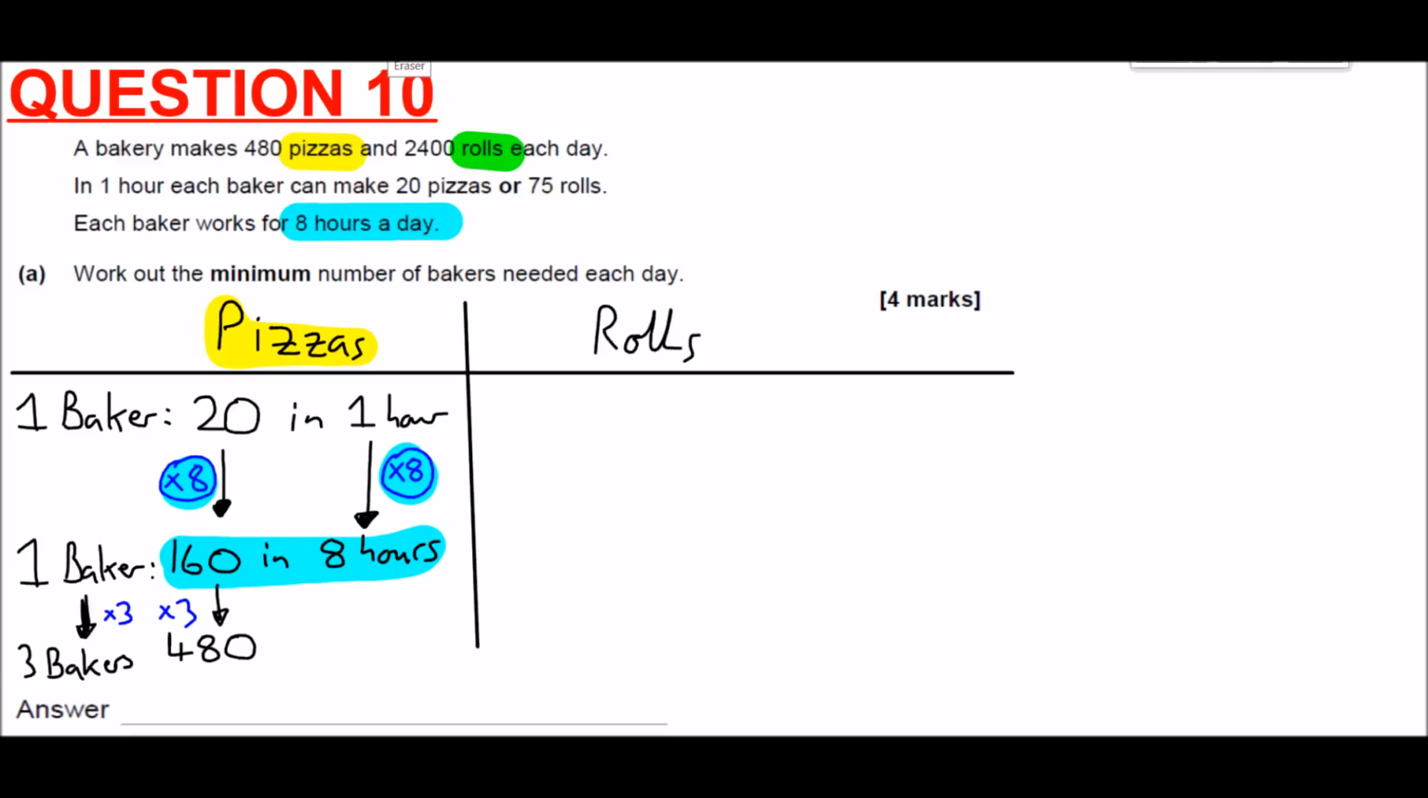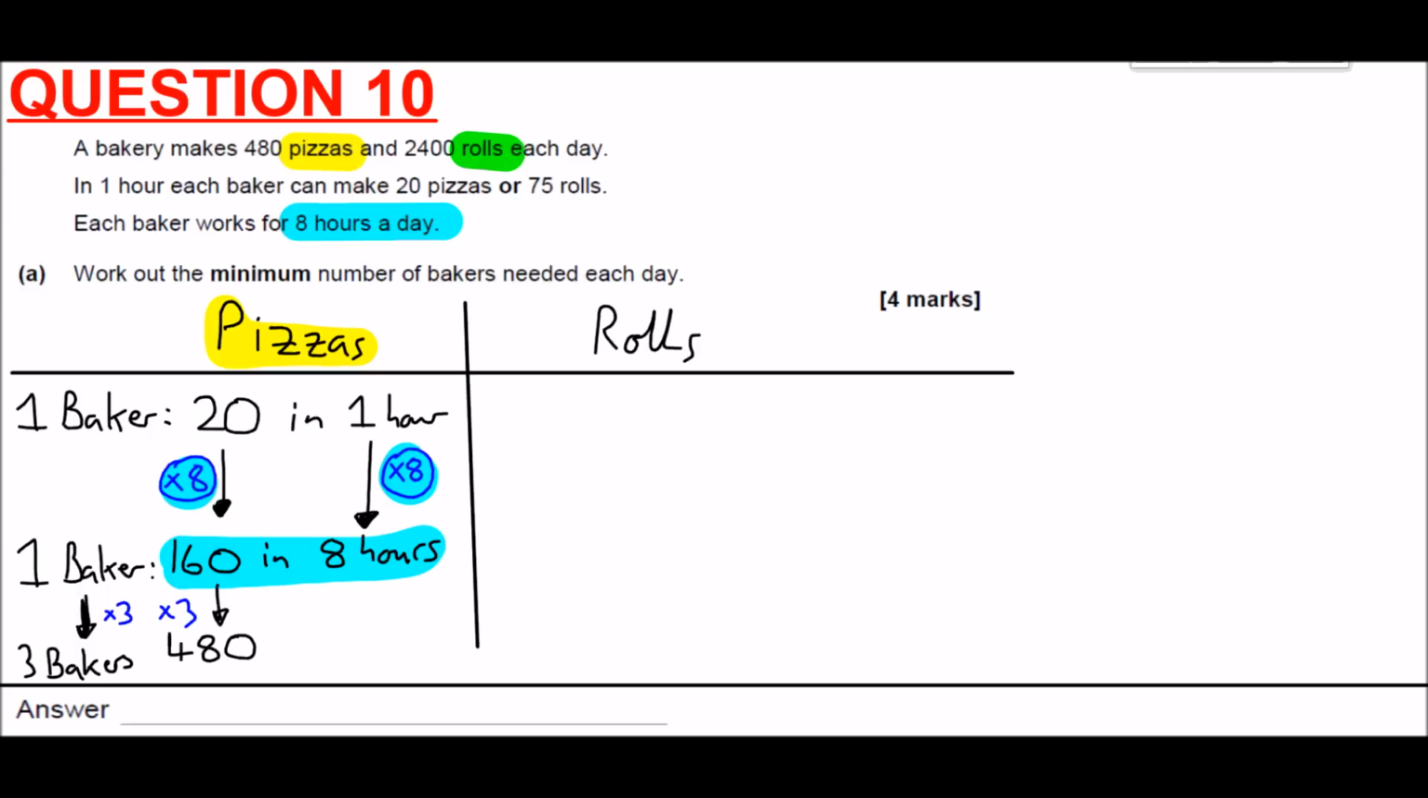I'm just going to section off the answer before my writing gets out of hand and I invade the answer line. So 3 bakers can make 480 pizzas. So that's the pizzas sorted. But of course, this bakery isn't just about pizzas, it's also got its reputation to worry about for its rolls. So now we do the same idea for the rolls. So we're told that one baker can make 75 rolls in an hour. So again, how many could he make in a day? Or how many could she make in a day?